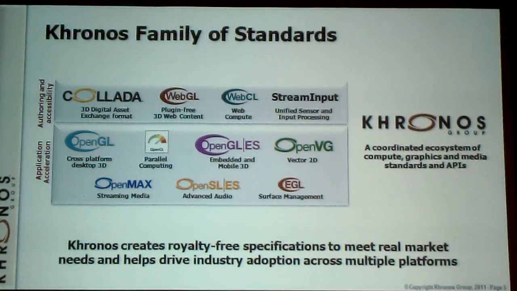This is a chart of the APIs that Khronos is currently driving. We have about 15 different APIs. It includes the OpenGL family for 3D and the OpenCL family for compute, OpenMax for video, OpenSL ES for audio, and other standards too. And I think all of these APIs need proper educational materials and courses. So there's quite a large opportunity for Khronos and educators to work together.